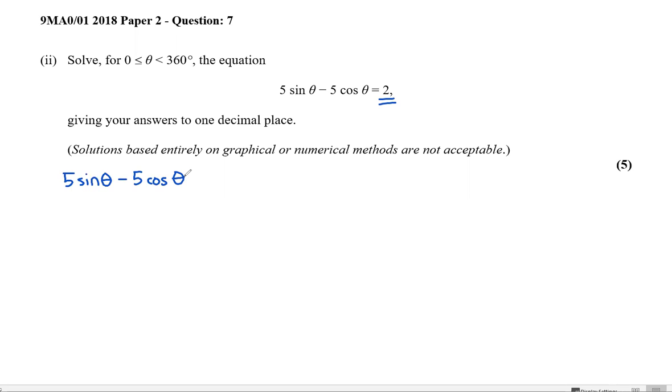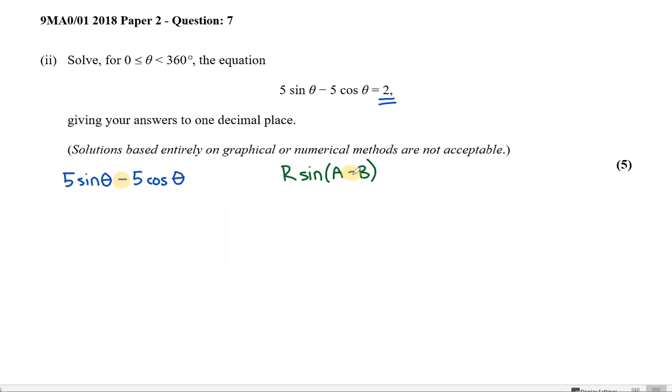We're going to have to look up an identity from the formula booklet. Okay, and I want to write the expression in blue in this form. I can tell it's that because I've got a subtraction in the middle here, so that tells me to use a negative sign here. You can use the cosine version as well, but the sine of a minus b kind of makes sense. You can use the others, but I'm going to go with this.